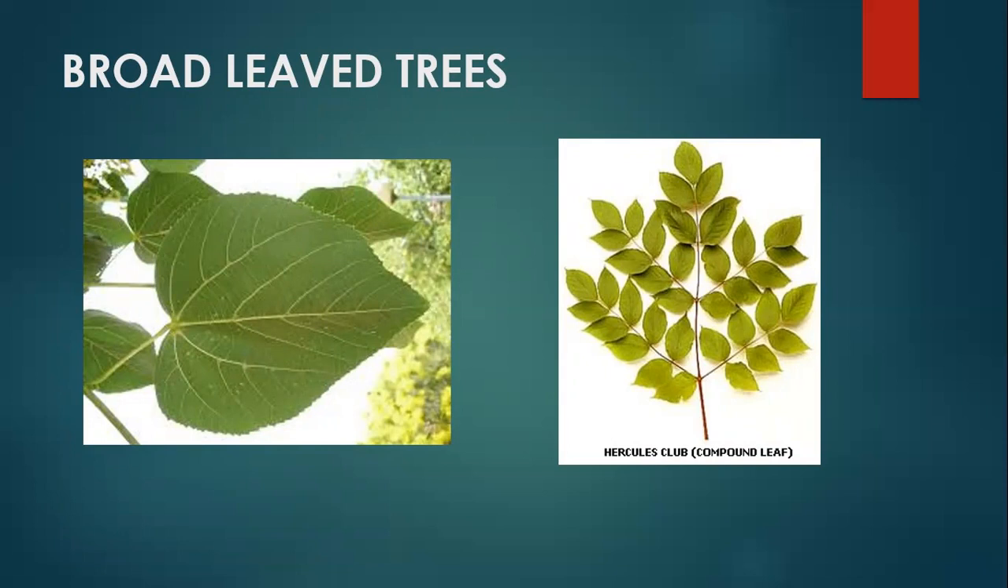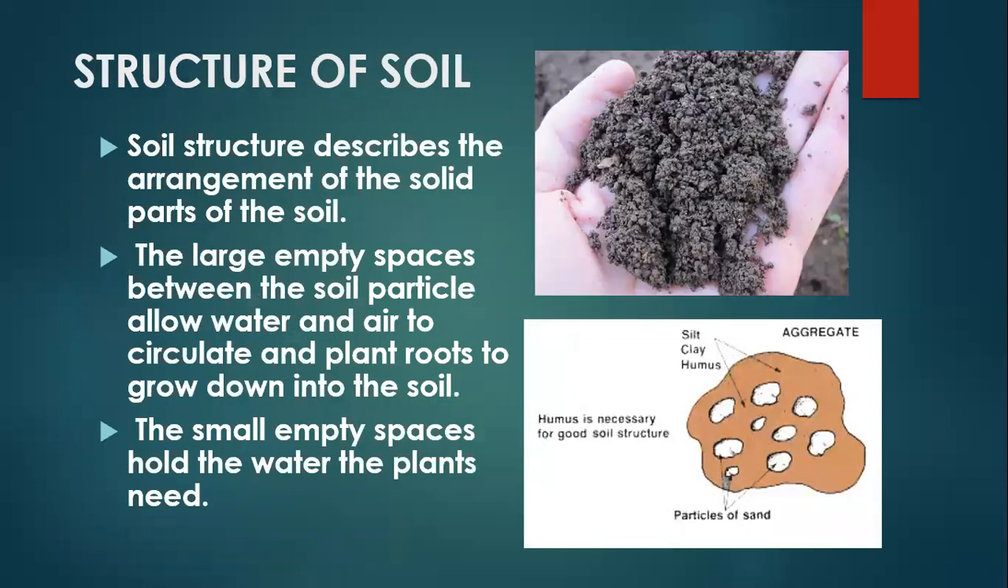Okay. After that, now we are going to study the structure of the soil. What is this structure of soil? So soil structure describes the arrangement of the solid parts of the soil. The large empty spaces between the soil particles allow water and air to circulate and plant roots to grow down into the soil.